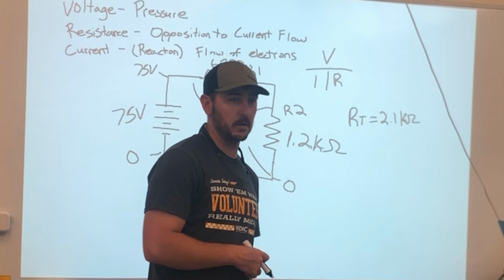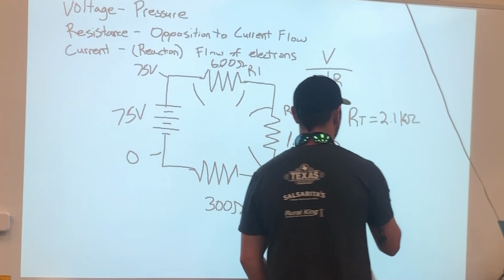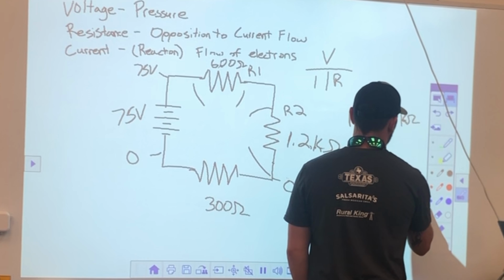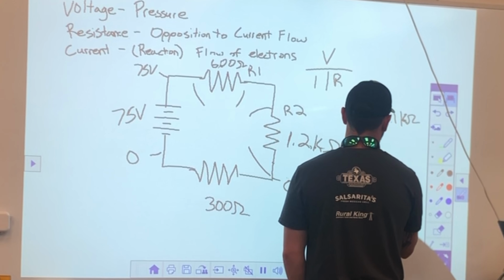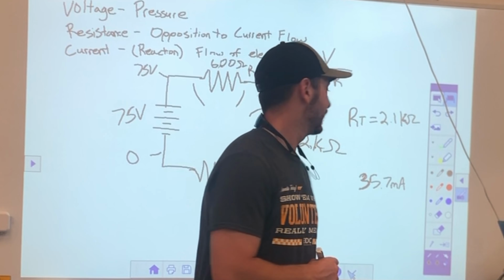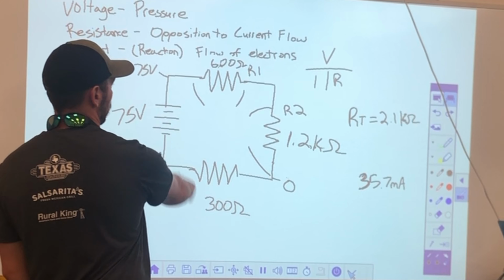35.7 million. Did you calculate that, or did you do it in your head? Oh, I didn't see your phone. 35.7 million. I was fixing to be impressed, dude. Seriously impressed. Okay, now, what's my voltage drop at R1?